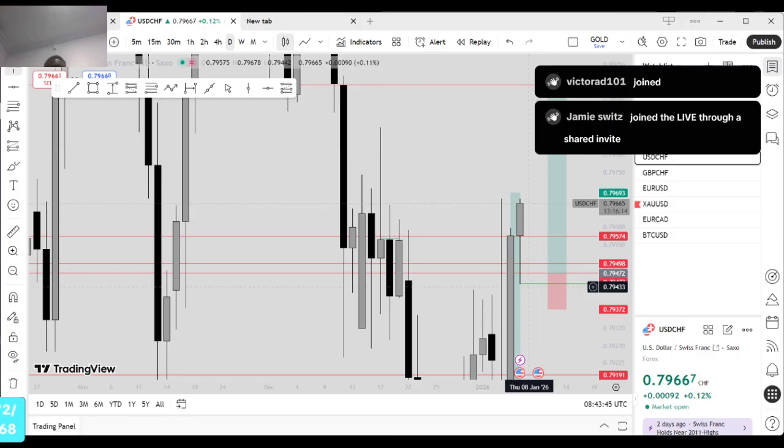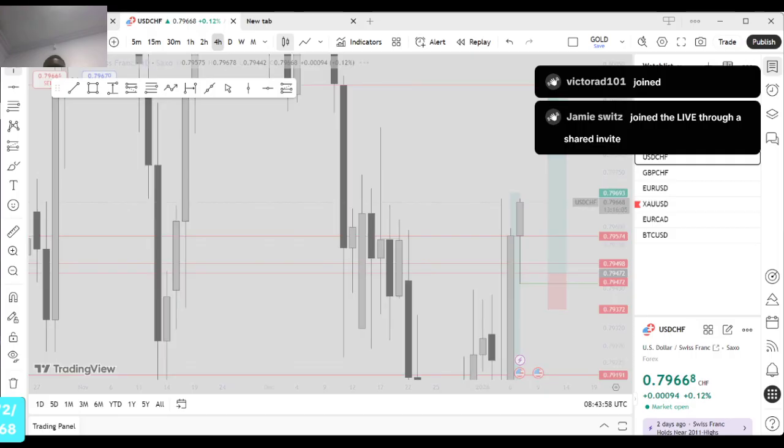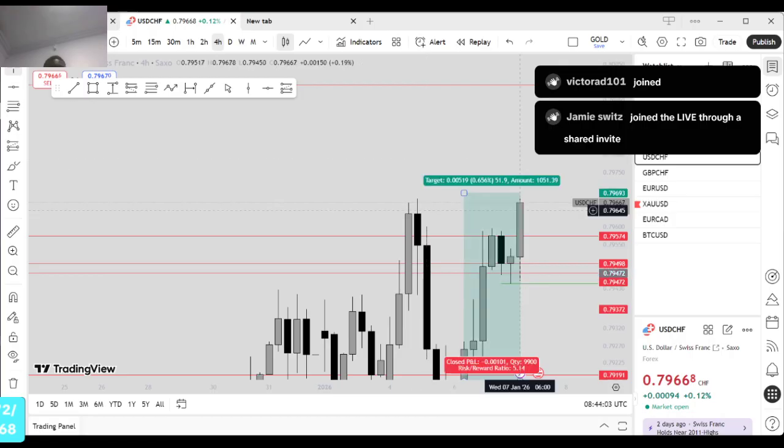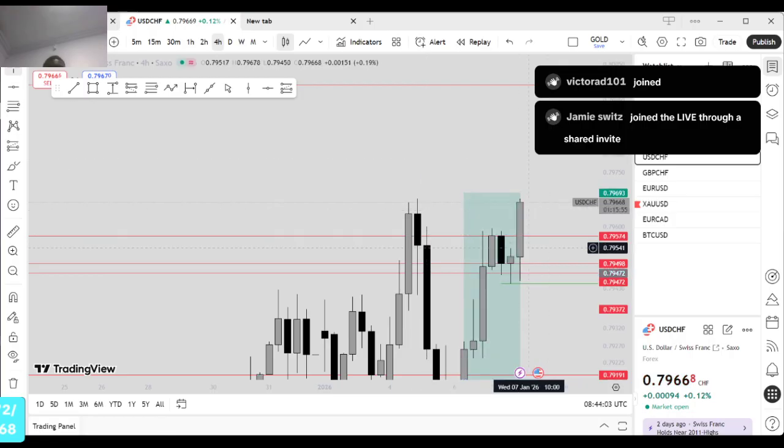Now you can see the daily rejection. You can see the candle here and daily opened from here. Now we've gone back down to our lower time frame, like the 4 hours, right? 4 hours to find entry levels. 4 hours has broken structures, which is a good confirmation to take the buys.